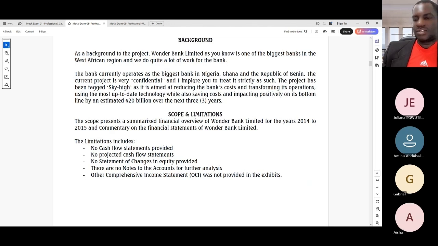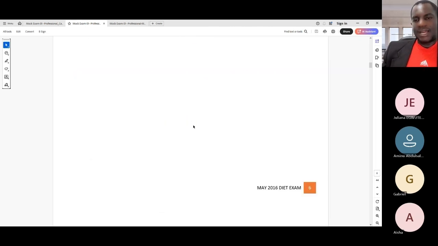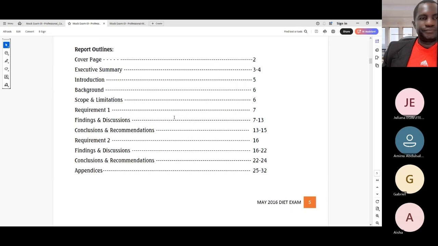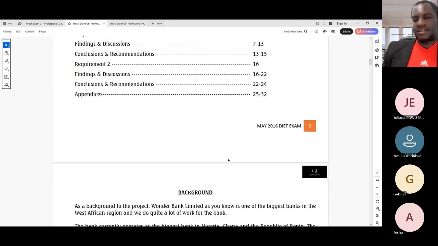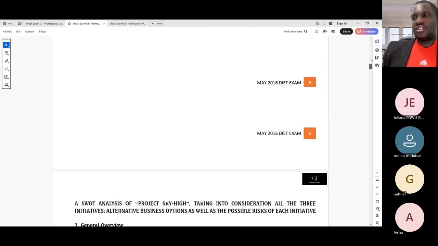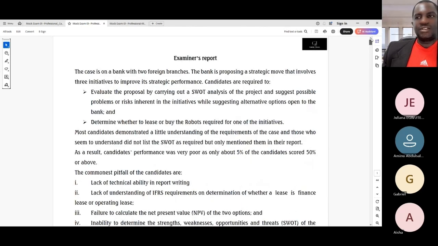Some of the information they didn't give us: no cash flow, no projected cash flow, no notes to the accounts, no other comprehensive income. Any other thing you think would have enhanced your report, state it here as your limitation. So that's the 4 marks you can pick from pages 5 and 6. And then after that, requirement 1. That's just the simple format of how to answer the case study.